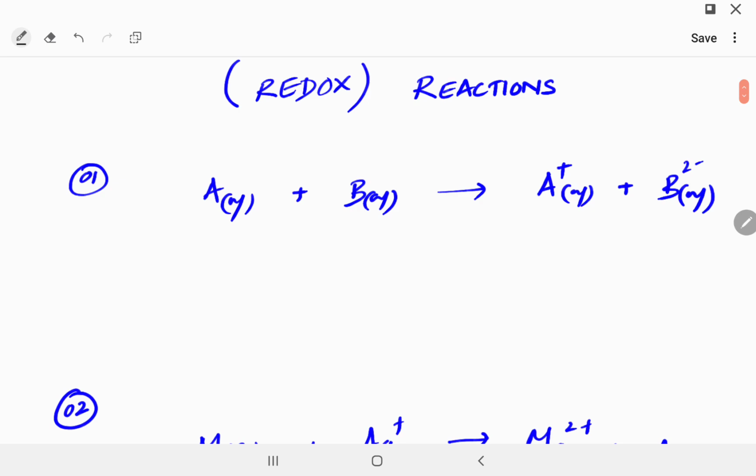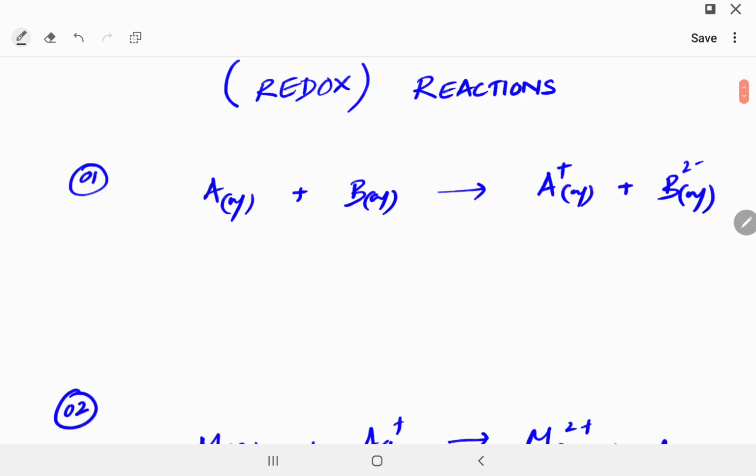To balance it, you can use two different techniques. If you remember, I briefly mentioned the half reaction technique in a previous video, but I don't recommend using that technique because it is a very time consuming process. Instead, I'm going to teach you a new technique using oxidation reduction numbers. Okay, so let's get to it.